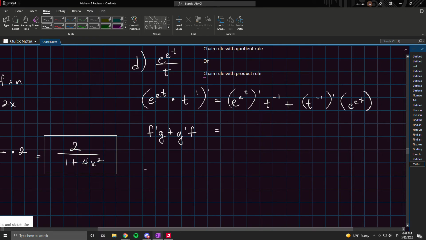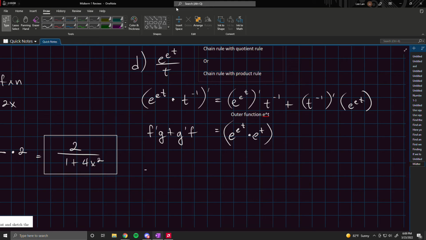Okay, so now we have to handle this. What is the derivative of e to the t? Well, this is chain rule. So let's identify the outer function. The outer function is going to be e to the t. And we know the derivative of that, right? It's going to be itself, e to the t. And then multiply by the derivative of the inner function, which is going to be e to the t. Okay.